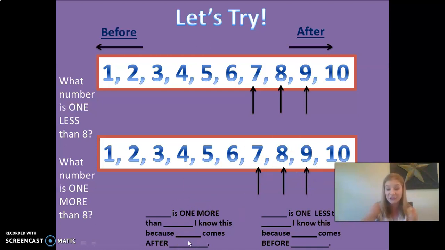So let's put that into a sentence frame. 9 is one more than 8. I know this because 9 comes after 8.